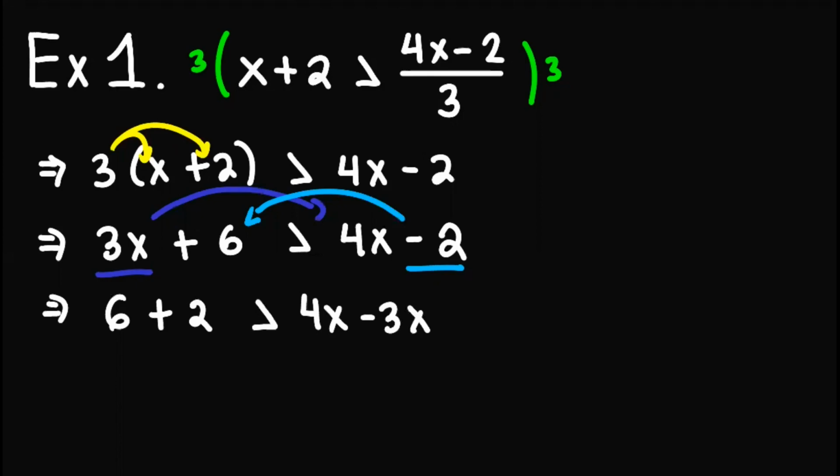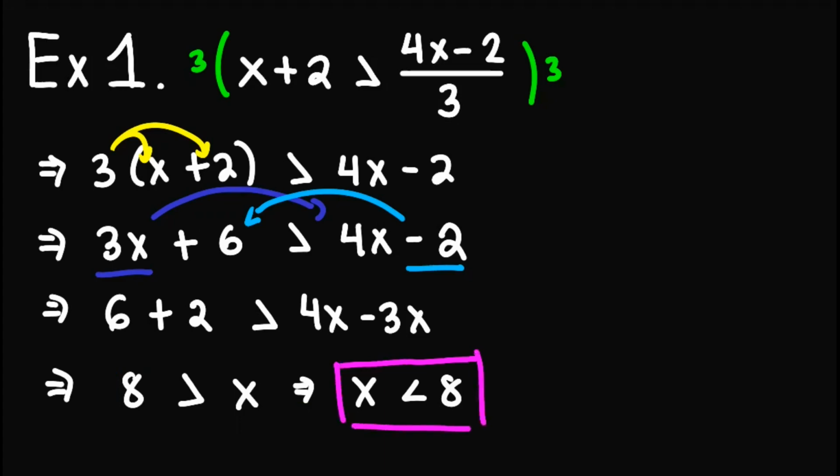Now simplifying both sides, we'll obtain 8 on the left side and 4x minus 3x is x on the right side. So just rewriting this, we can rewrite this as x less than 8. It's like rotating this one. And so we have this inequality out here. So all values of x that satisfy the given inequality are x that is less than 8.